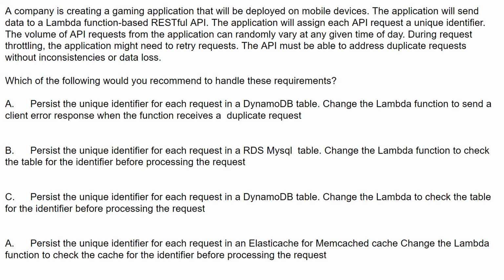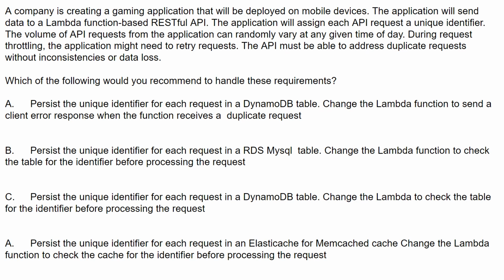A, persist a unique identifier for each request in a DynamoDB table. Change the Lambda function to send a client error response when the function receives a duplicate request. B, persist a unique identifier for each request in a RDS MySQL table. Change the Lambda function to check the table for the identifier before processing the request. C, persist a unique identifier for each request in a DynamoDB table. Change the Lambda to check the table for the identifier before processing the request.